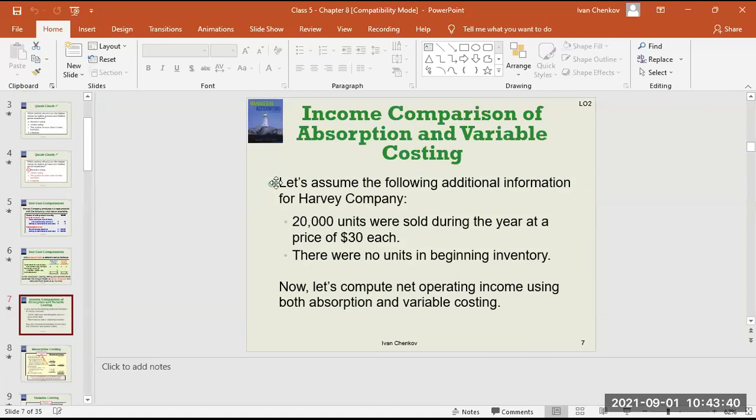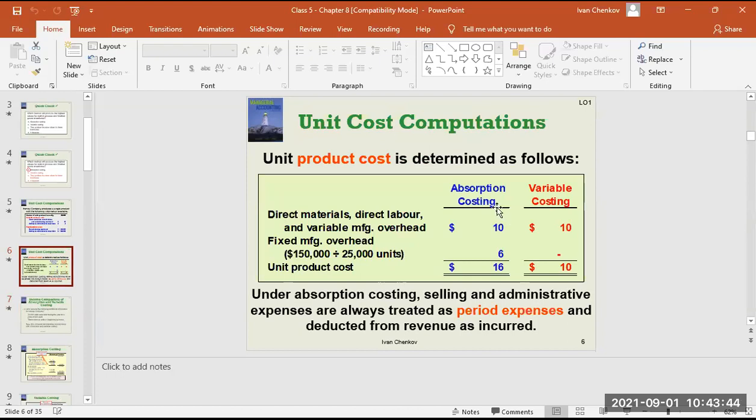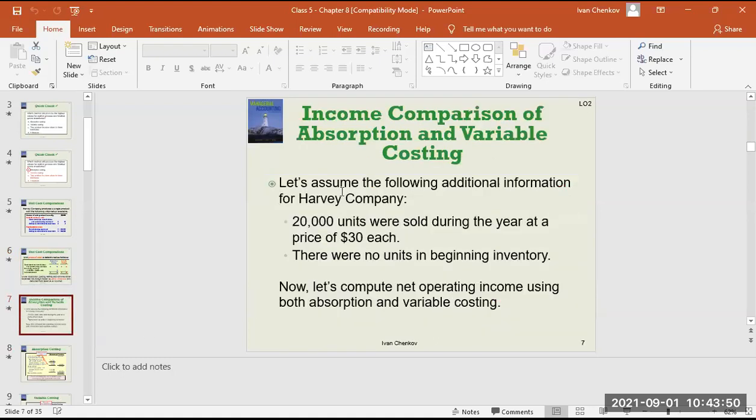Now, we're producing 25,000 units. Absorption costing is $16, variable costing is $10. Now, first scenario, assume the following additional information for the company. 20,000 units are sold. There's no beginning inventory. Zero inventory. We're producing 25,000 but we're selling only 20,000. Let's see what's going to happen now.